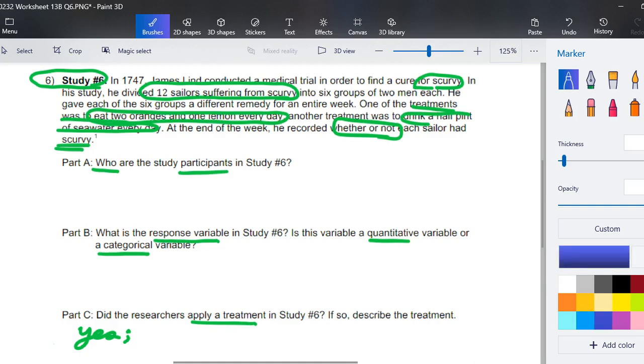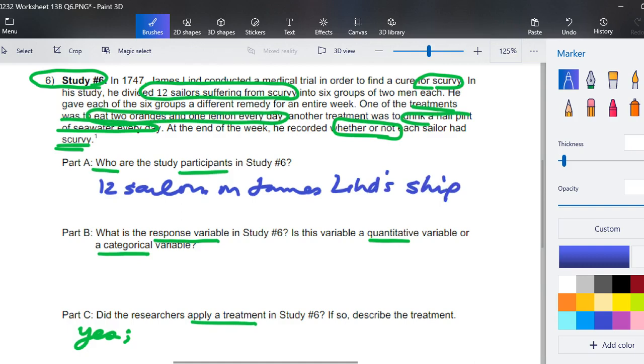So starting with the participants of the study. The participants of the study are, well, specifically 12 sailors on James Lind's ship. Okay, so what was the response variable?